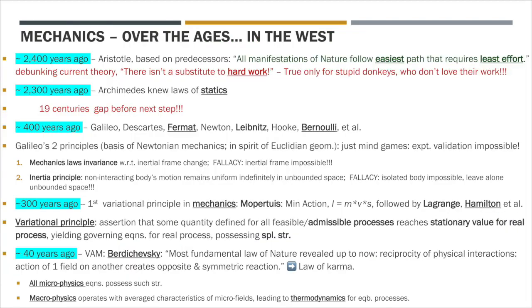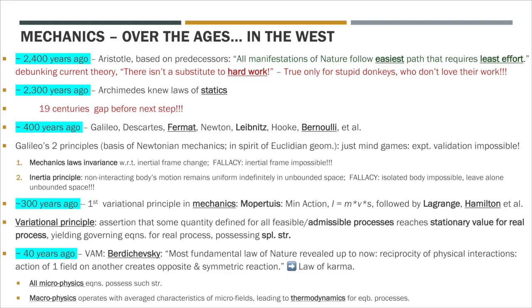Now let's put everything in a nutshell over here. The mechanics over the ages, not talking about our culture in India or the East, but mostly in the West, a much more recent history. But even there, you see Aristotle approximately 2,400 years ago. And this is not his own discovery. He is basing this on his predecessors, which means this is much more than 2 millennia ago.